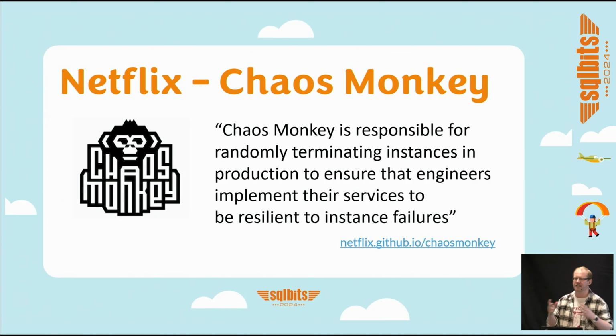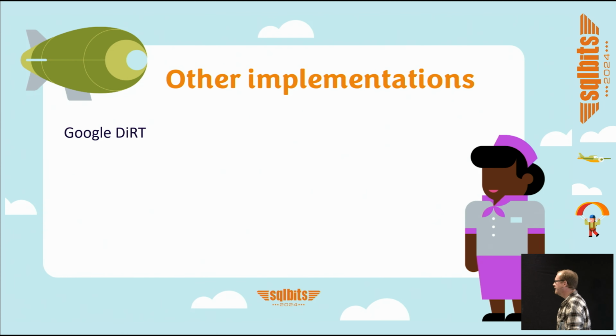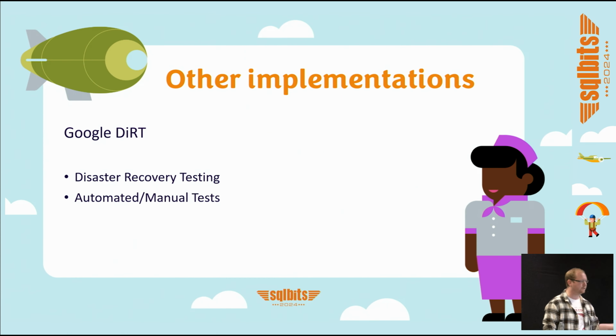Anyway, this is just a tool that they use. I'd like to mention it because it's where chaos engineering really came from. But there are other implementations out there. There's Google's disaster recovery testing. I highly doubt they actually call it DiRT. They might. But it's just disaster recovery testing using automated and manual tests and controlled chaos, controlled testing. We're not walking into a data center and ripping cables out the back of servers and seeing what happens. We are deliberately experimenting on systems to see how they react when they encounter failures.